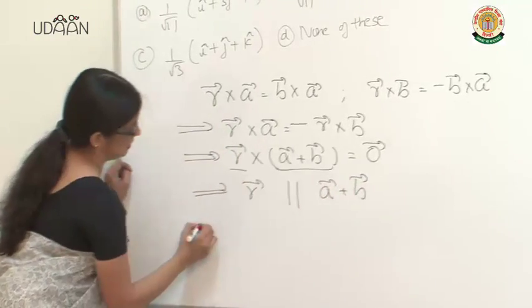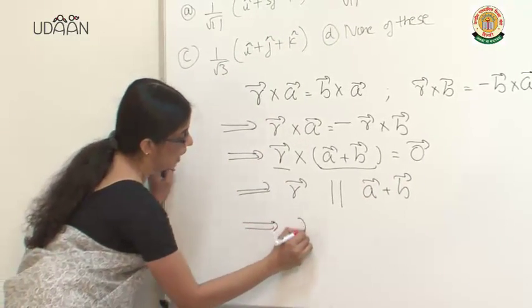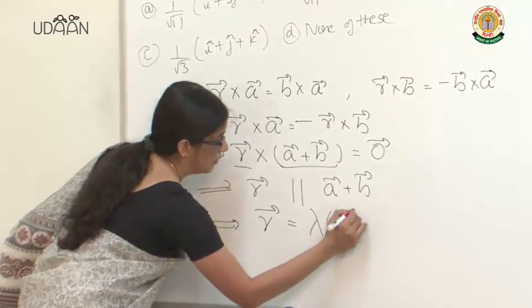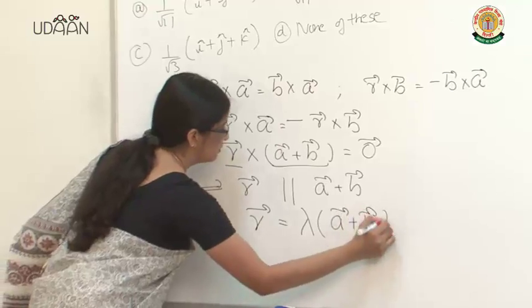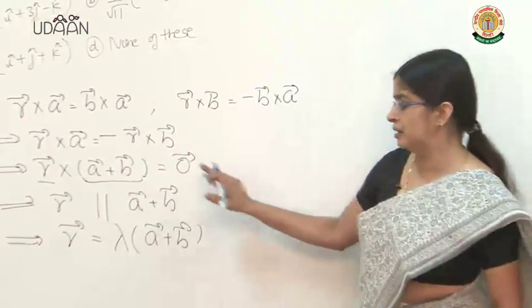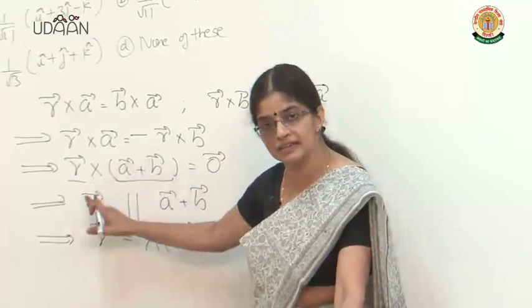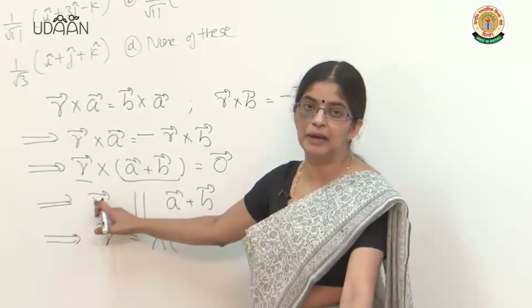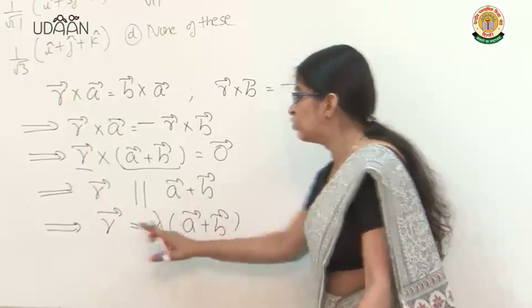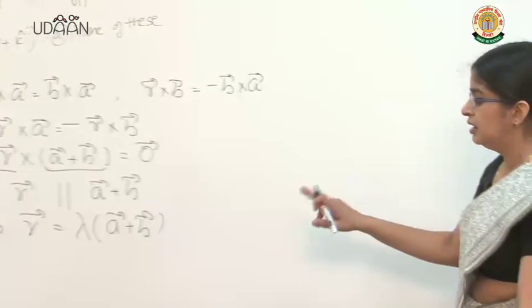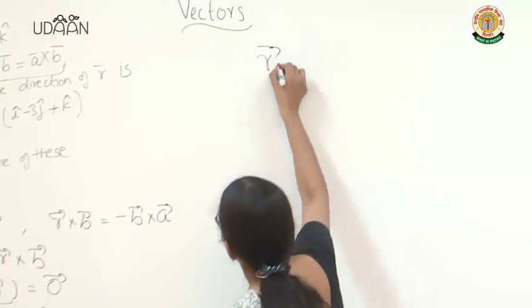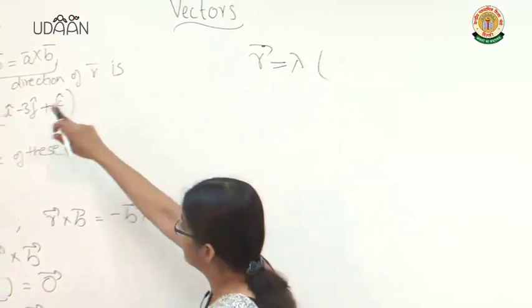If two vectors are parallel, then one can be expressed as a scalar multiple of the other, so lambda times A plus B. Look, R cross A plus B is coming out to be a null vector. Cross product is 0, that means the vectors are parallel. If two vectors are parallel, one can be expressed as a scalar multiple of the other. So, I have expressed vector r equal to lambda times a plus b.